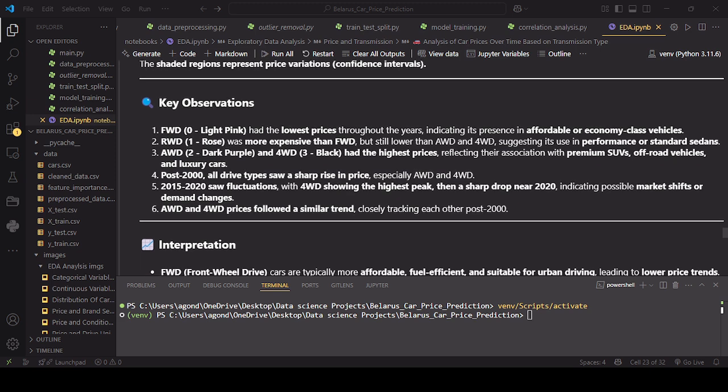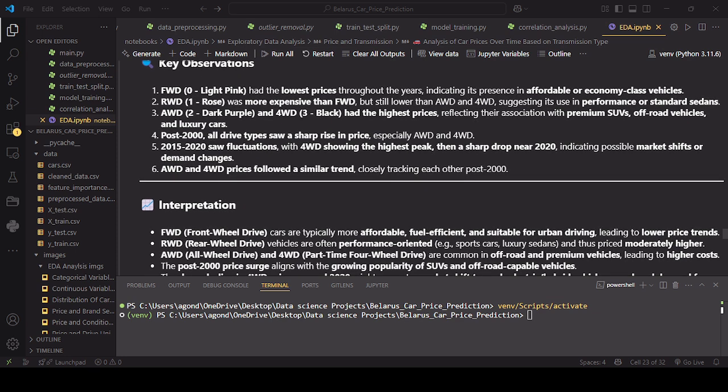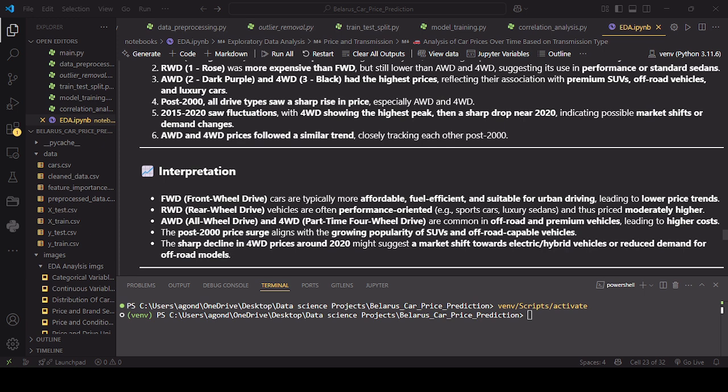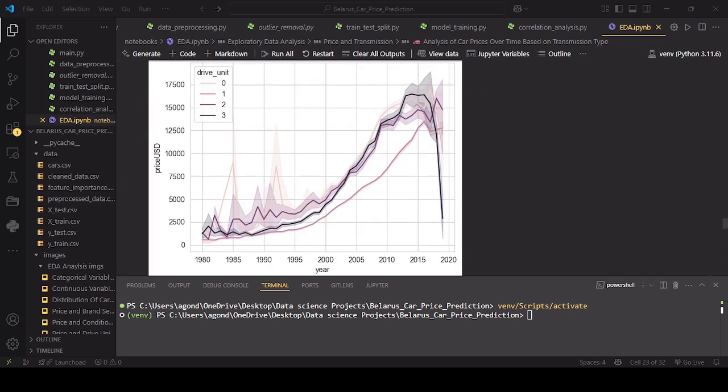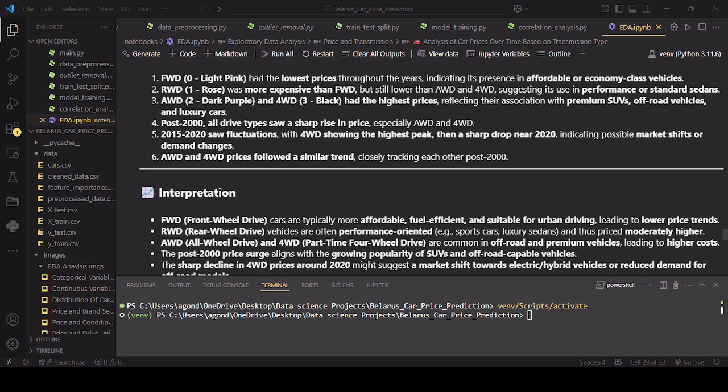Then after 2000, all types saw a sharp rise in price, especially AWD and four-wheel ones. And right here, the most fluctuation has been seen among them.